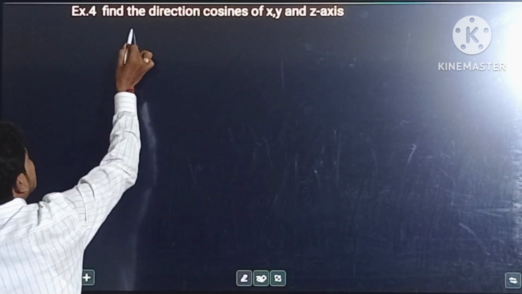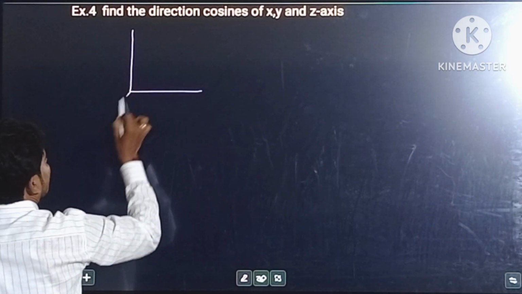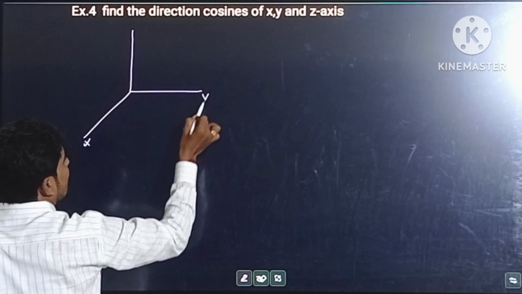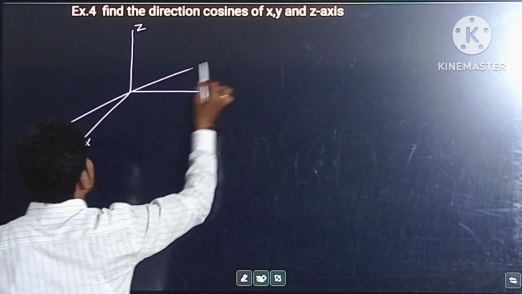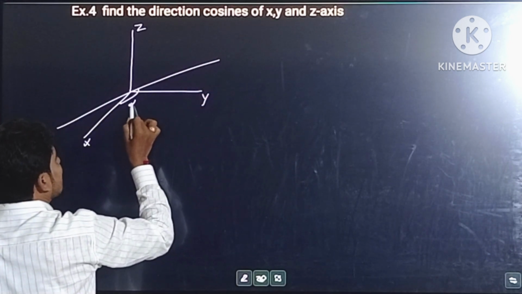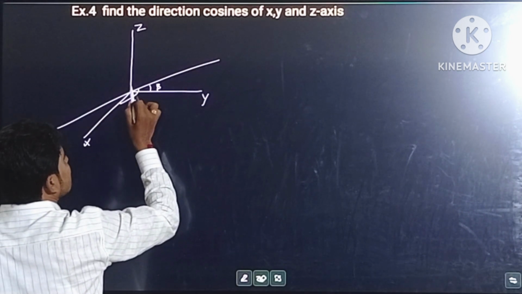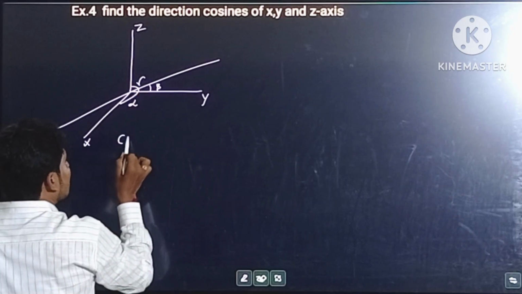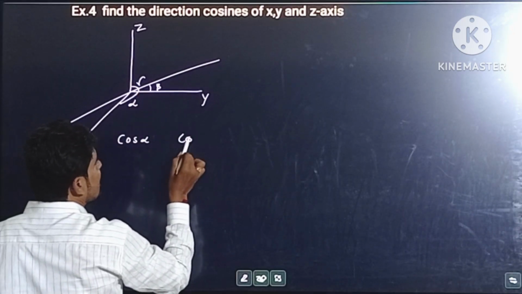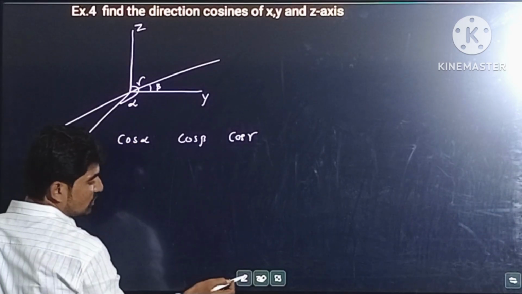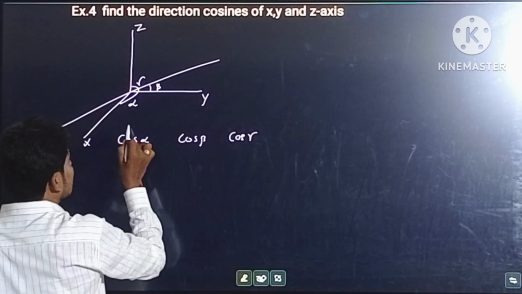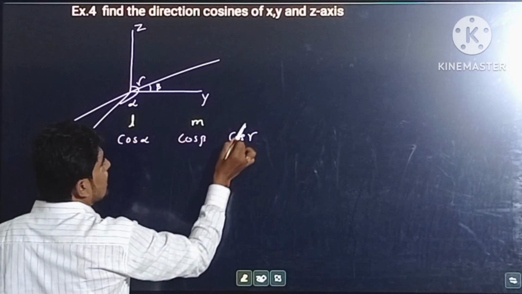So see here, let's say this is the x-axis, y-axis and z-axis. As you know, if a line makes angle alpha with x-axis, beta with y-axis and gamma with z-axis, then the values of cos alpha, cos beta and cos gamma are the direction cosines of the line, which are nothing but L, M and N.